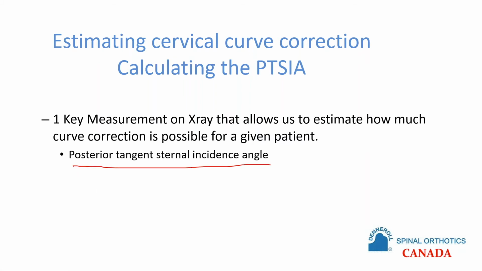So we're going to take this big ugly term here, posterior tangent sternal incidence angle. Again, these fancy mechanical engineering terms. What this really means, this is a morphology measurement. We're measuring the patient's bone structure at their thoracic inlet, and that lets us determine how much curve is possible based on that thoracic inlet, okay?